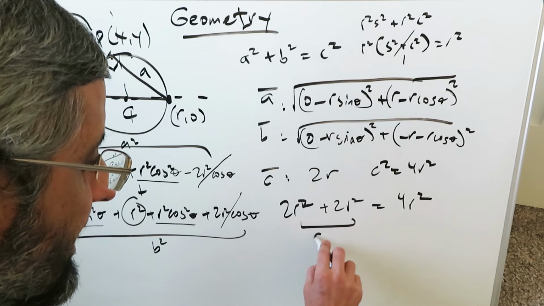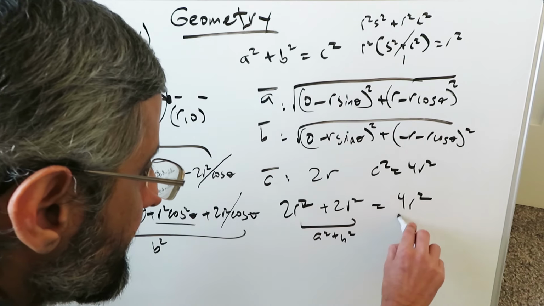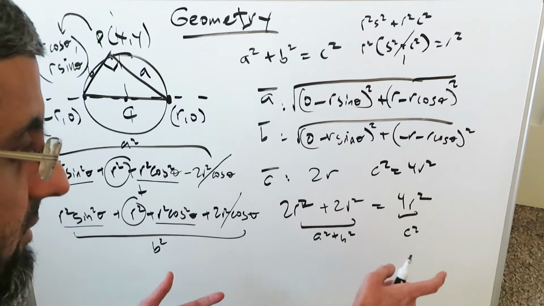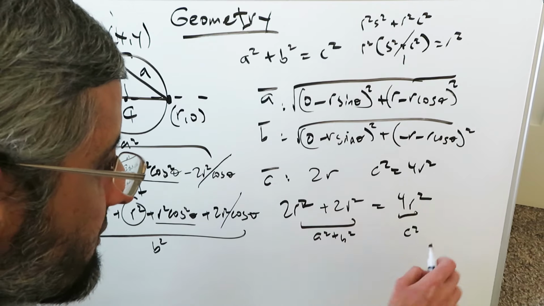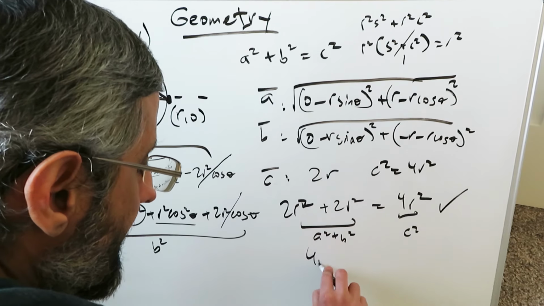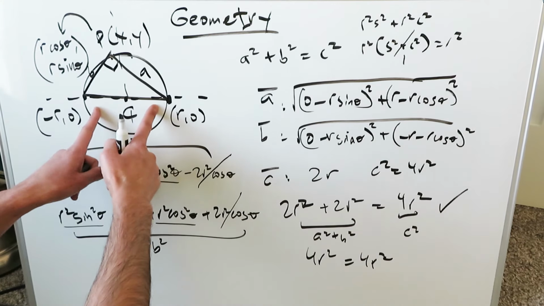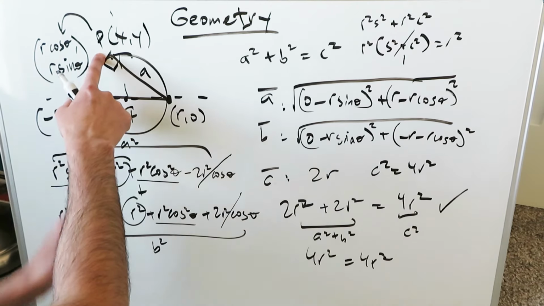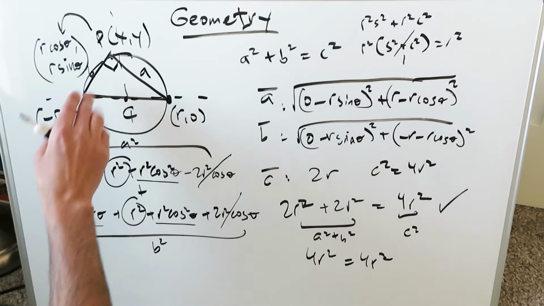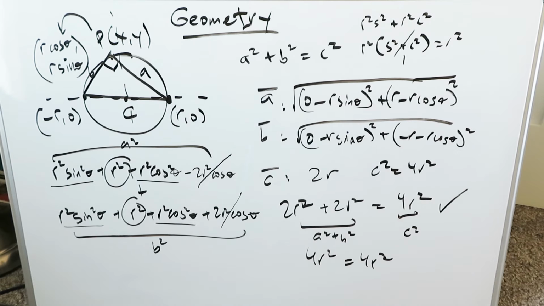This here represents my a square plus b square. This here represents my c square, and you know it's looking good. 4r square is equal to 4r square, and we're done, and everything checks out. So indeed, when you connect the endpoints of a diameter to a third point and you create a triangle, it must be a right triangle, or you can say a right angle triangle.